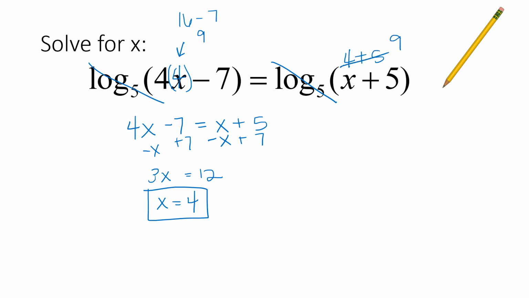In this instance, since we have logs on both sides, they should be the same number, which they ended up being the same number. But again, as long as they're not negatives or zeros, you should get a good solid answer. We know 4 works. On to the next example.